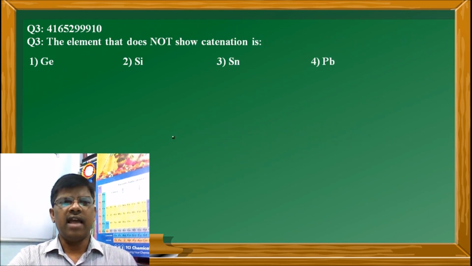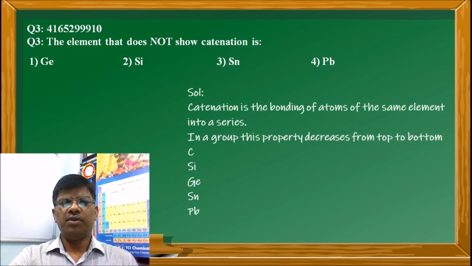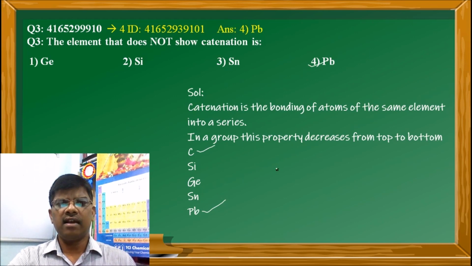Next, question number 3. The element that does not show catenation is germanium, silicon, tin, lead. Dear friends, we know that catenation is the bonding of atoms of the same element into a series. At the same time, we also know that in a group this property decreases from top to bottom. If we take the carbon group, that is carbon, silicon, germanium, tin and lead, maximum catenation is observed in carbon and there is no catenation in lead. So the question is which does not show catenation. What is the option? Lead friends. So lead does not show catenation. So option number 4 is the correct option friends.